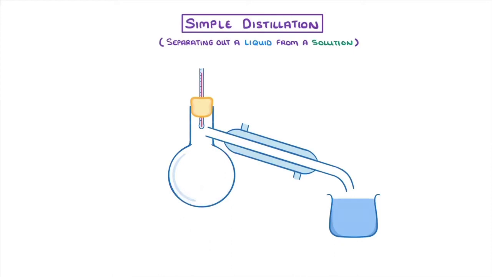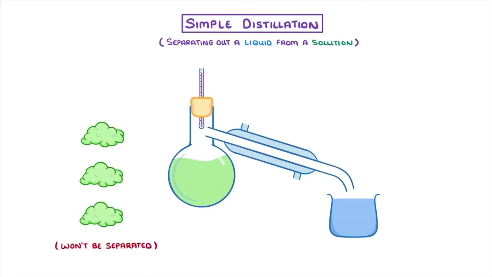Now imagine instead that we were trying this technique with a different mixture, one containing some different liquids, like methanol, ethanol, and propanol. Because these liquids all have similar boiling points, when we heat them, more than one of them will evaporate, and so they won't be separated into pure substances.